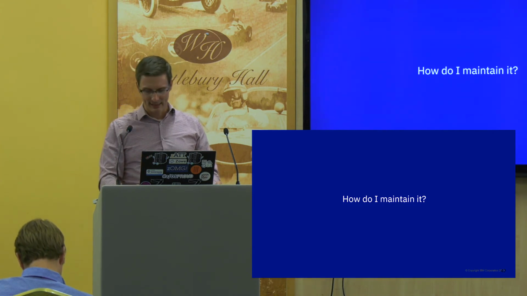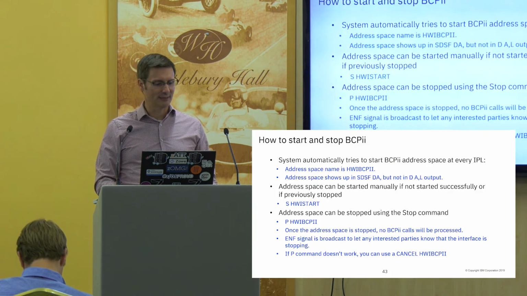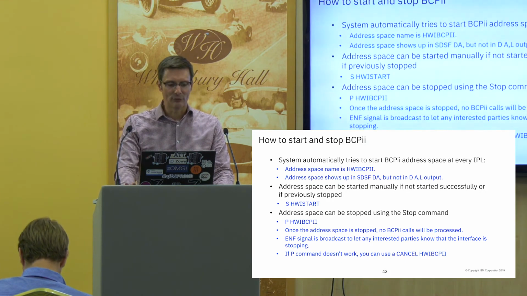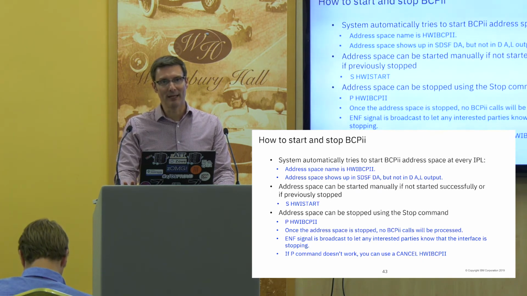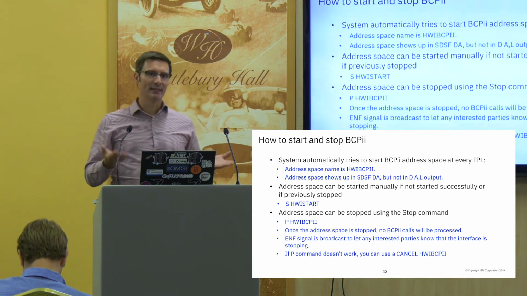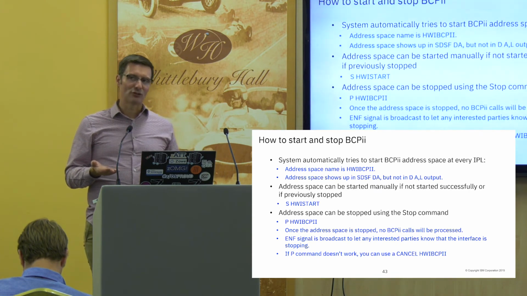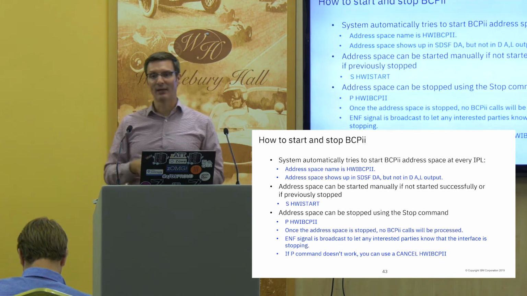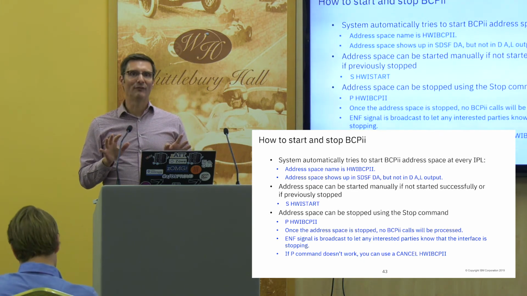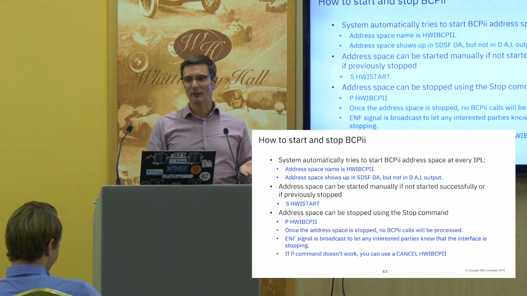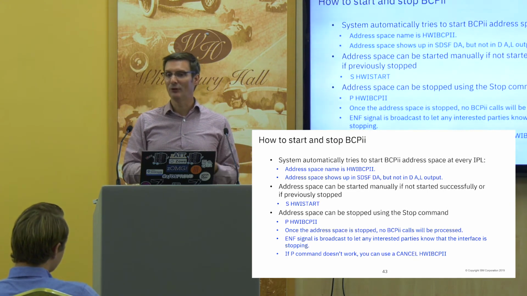How do I maintain it? We're going to talk about the address space now, stopping and starting it. I'm going to try to start BCPii when IPL occurs, so that happens automatically. If it didn't come up for some reason, I can start it after the fact. I don't have to re-IPL. So I think I have all the configuration done. This is great: you have a live system running in your shop that doesn't have BCPii up, and you don't have to re-IPL.